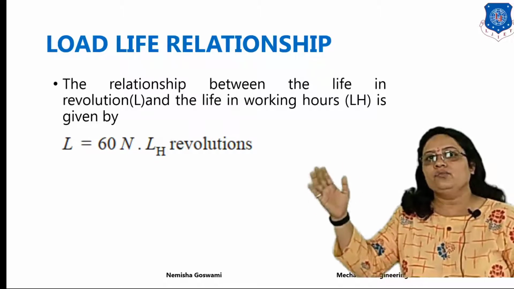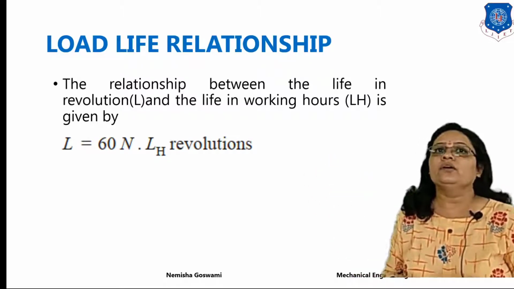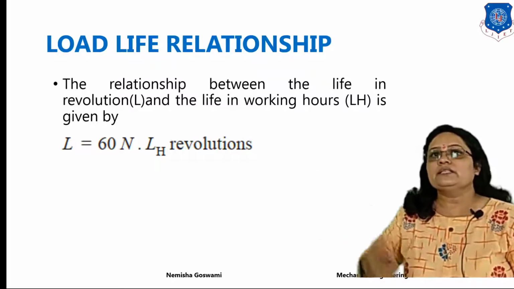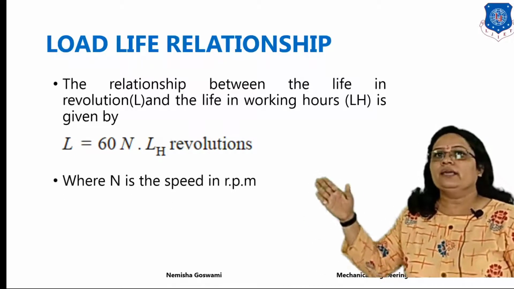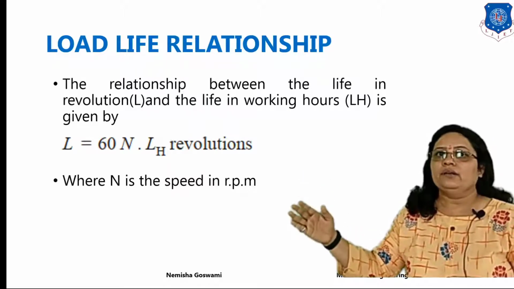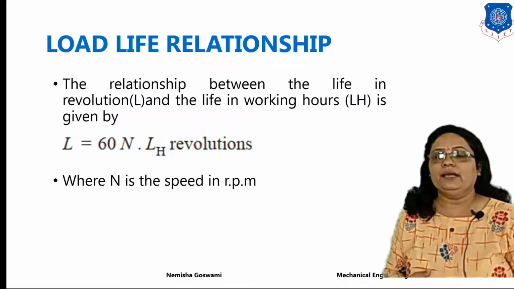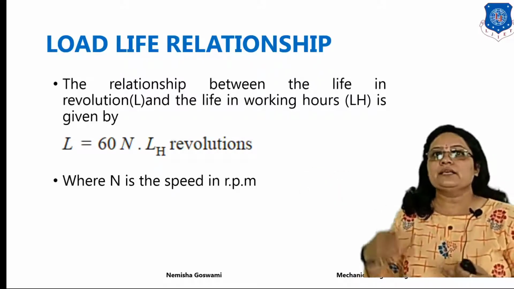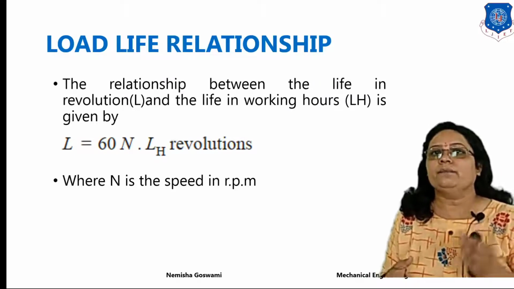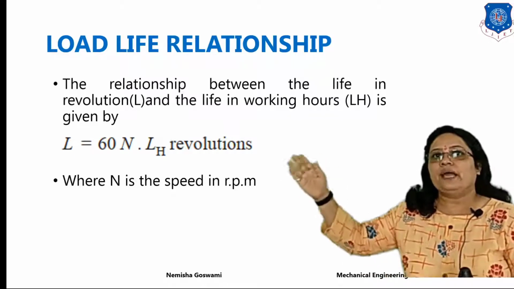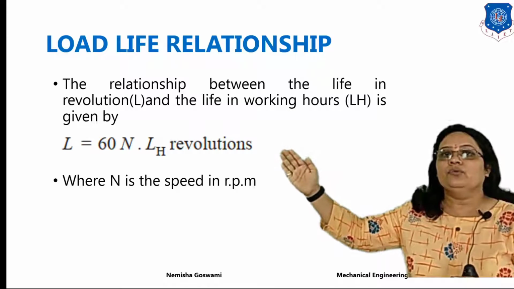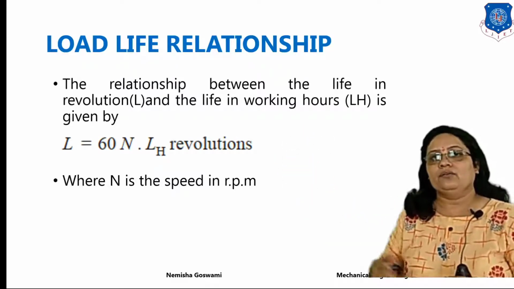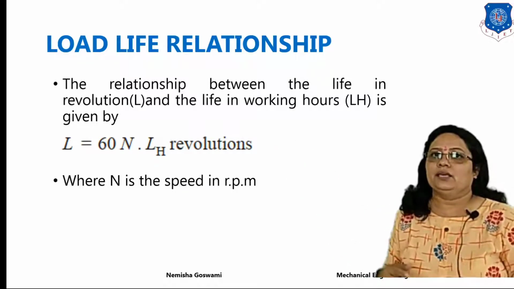The second thing is very important from the numerical point of view. When we solve numericals, this is very important. Here N is your speed in RPM, right? What is N? N is your rotational speed, given in RPM, rotations per minute. Okay. So when you put N in rotations per minute, you multiply by 60. Okay. So you will get this equation.